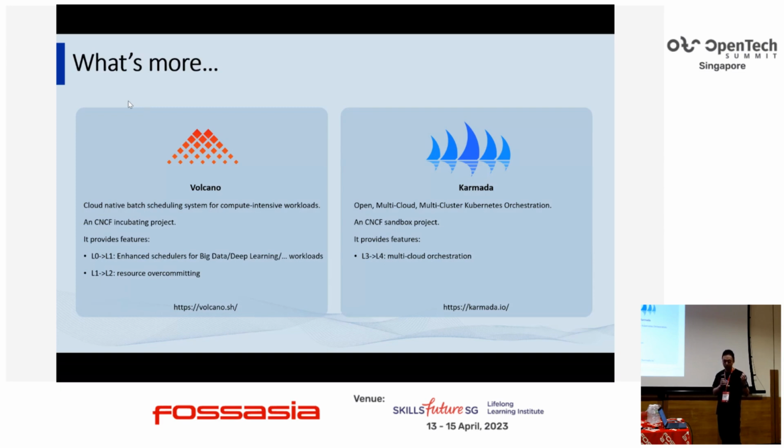But on openEuler and Rubik, we are based on only a specific node, okay? If you are going to the cluster or the multi-cloud, we recommend that you use Volcano and Kamada, okay?